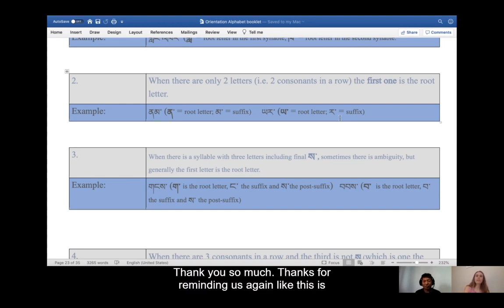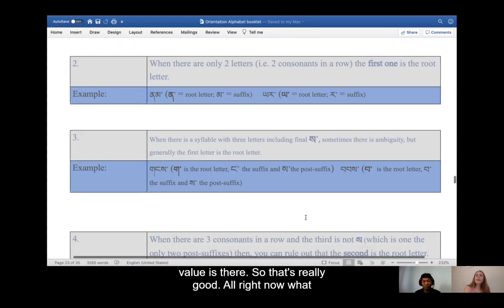This is something that it'll be nice to note: the ra often produces just the lengthening of a vowel. We have spoken about that in the context of the suffix lesson, and it has to do with regional differences and pronunciations. It's important to keep in mind, as you will find different speakers pronouncing it either as a ra or as a lengthening of whatever vowel is there. So that's really good. All right, now what happens?